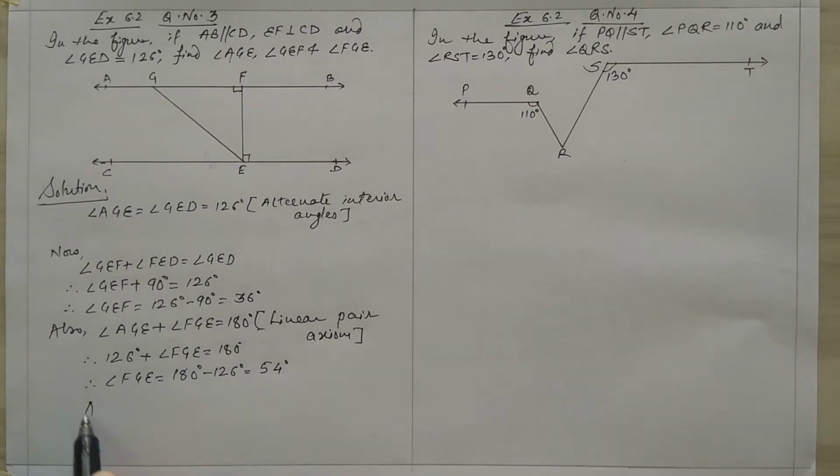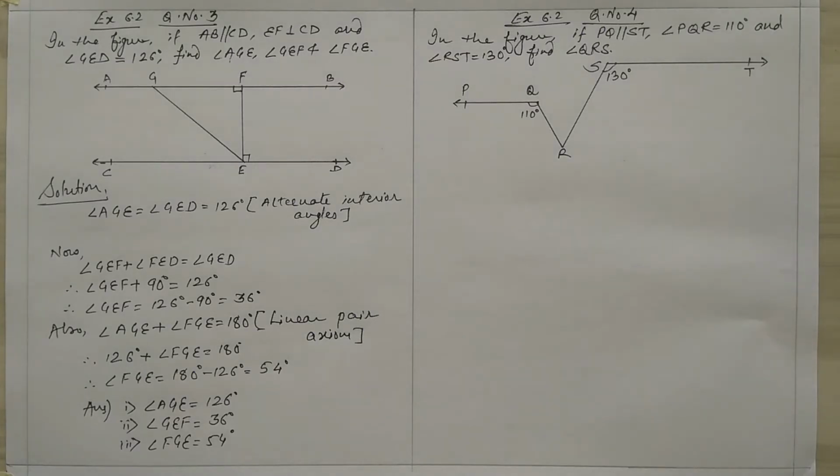So you can write the answers, because they have said angle AGE. Three different angles they have asked us to calculate. Find the measure. So angle AGE is 126 degrees. Then second one, that is angle GEF. So we got 36 degrees. And the third one angle FGE, and FGE we got 54 degrees. Hope you have understood this question number 3.